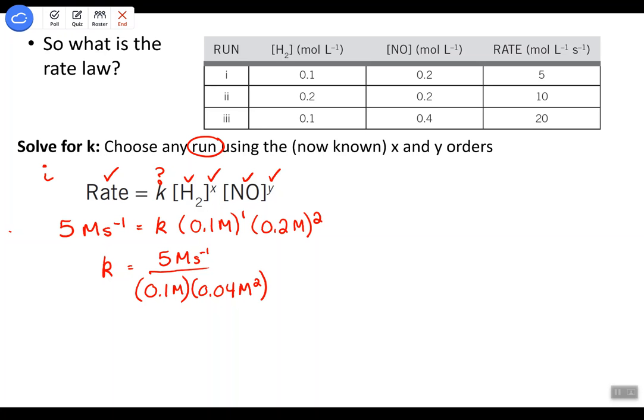But I also need to square the units, and this is where it can get a little bit loopy. We want to solve for k, and on our calculator, it's nice and easy to divide 5 divided by brackets 0.1 times 0.04. That gives us 1250. But then we need to sort out the units. I have moles per liter and moles per liter in the numerator and denominator. Those factor out. I'm left with per second in the numerator. And then I have molarity squared in the denominator.